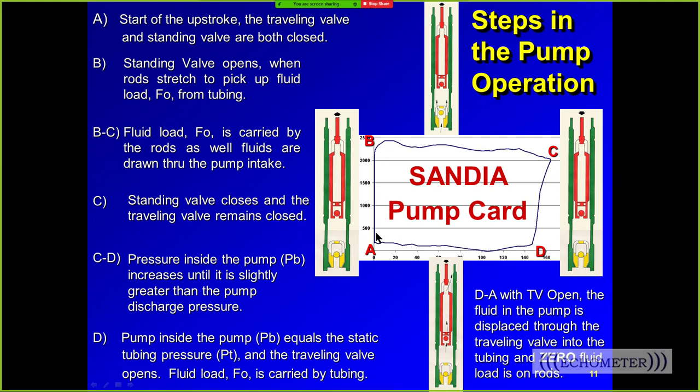And from A to B, that is where we expand the fluid and both balls are on the seat. And so here, the traveling valve ball is on the seat. It was open from this point to that. And here the fluid expands and drops the pressure in the pump chamber below the intake pressure, and that causes at point B the standing valve to pop off the seat. And then at the top of the stroke, when we stop to start back down, the standing valve ball that's off the seat here falls on the seat, and the sucker rod pump becomes a compressor, and the pressure is increased inside this pump chamber until at point D the pressure below the traveling valve ball is slightly higher than the pressure above, and that opens the valve, and the fluid gets discharged from inside the pump chamber into the barrel.